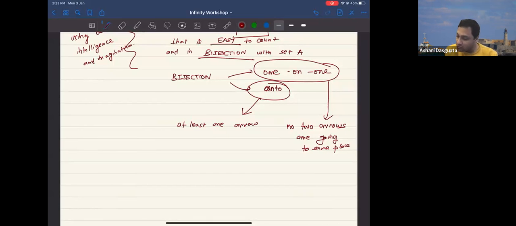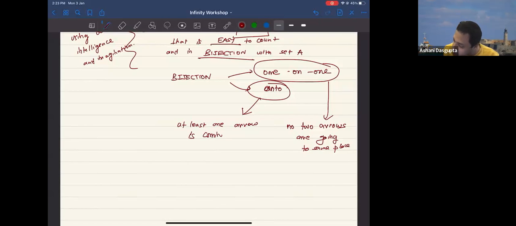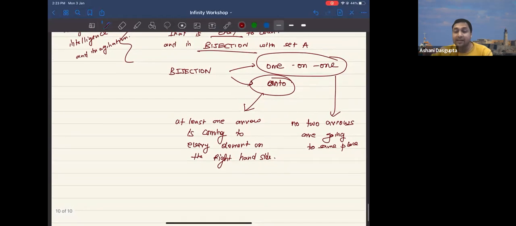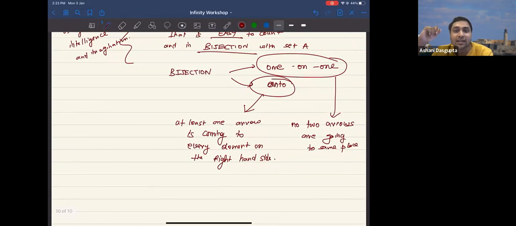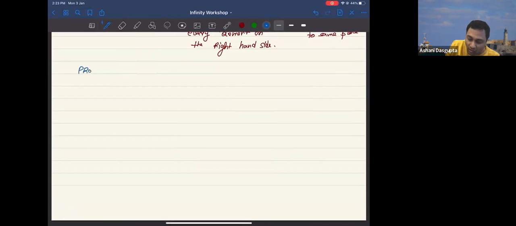Okay. So at least one arrow is coming to every element on the right-hand side. Okay. So this is the main sort of strategy. Okay. Now let's do a problem that we can solve using the bijection principle.